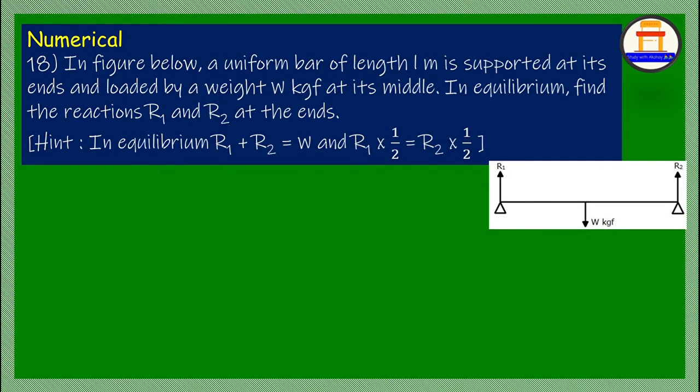Let's move ahead with the 18th question. And this is the last numerical from exercise 1A. In the figure below, a uniform bar of length 1 meter is supported at its ends and loaded with a weight W kgf at its middle. KGF is not a movie, it's kilogram force. In equilibrium, find the reactions R1 and R2 at the ends.